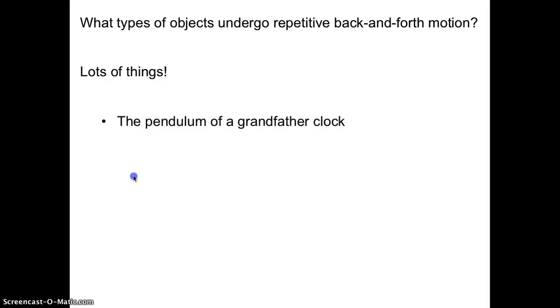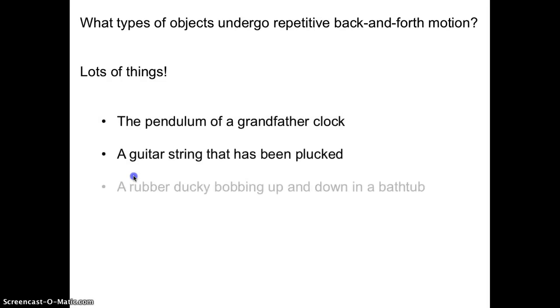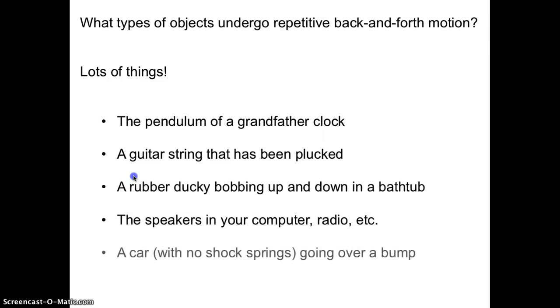Things as simple as a guitar string, to the speakers on your computer, to the atoms in an oxygen molecule. You can even test simple harmonic motion in your own home with a rubber ducky in a bathtub. Fill the bathtub with water and let the water be still. Drop the ducky into the still water, and the ducky will bob up and down in simple harmonic motion.